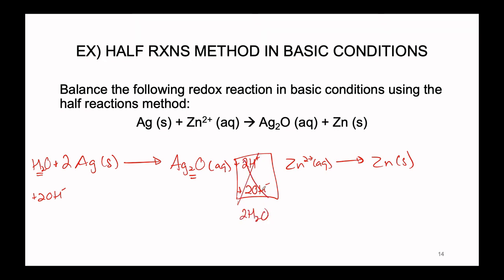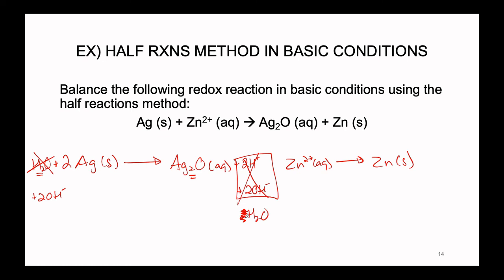All right, if we want to clean this up a little bit, since now we can see that we have a water present on the left-hand side and 2 waters on the right-hand side, we can actually cancel one of these waters out if we cancel out one of the waters that is present as a product.